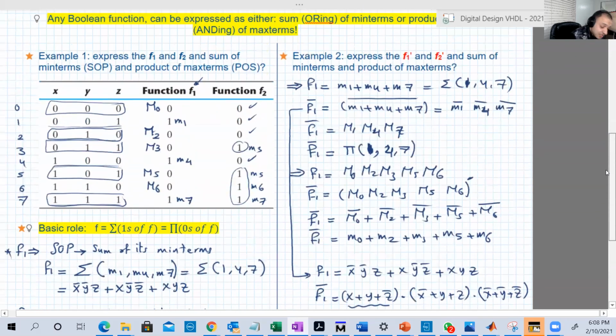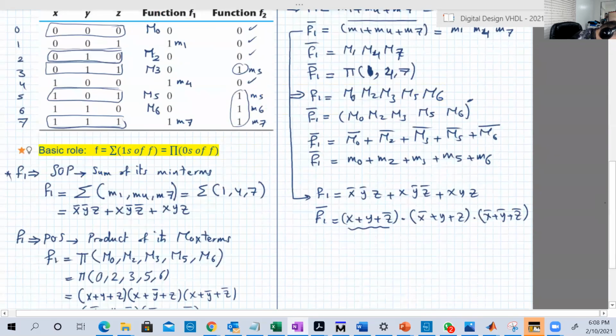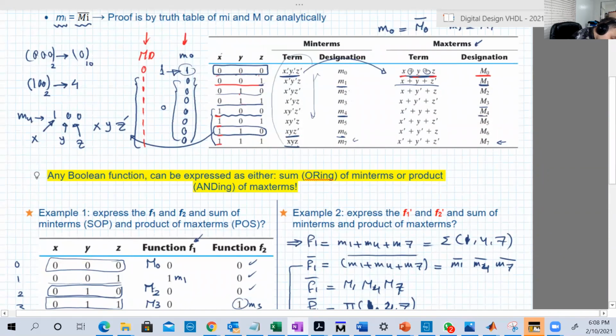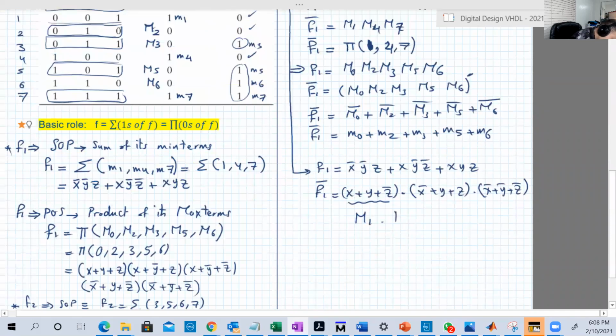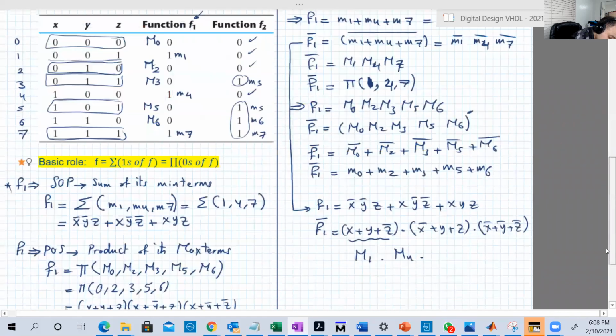So x plus y plus z bar is M1 capital. What is x bar plus y plus z? This is M4 capital. What is x bar plus y bar plus z bar? Just look here. This is M7.